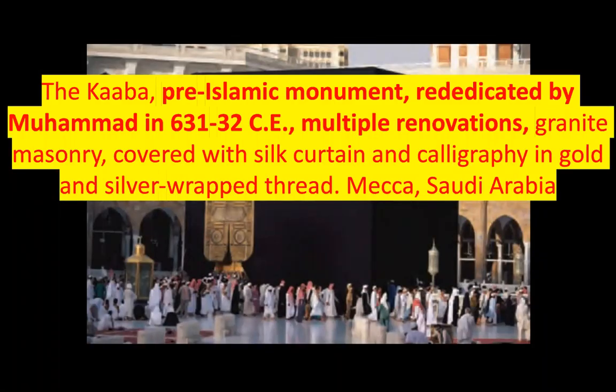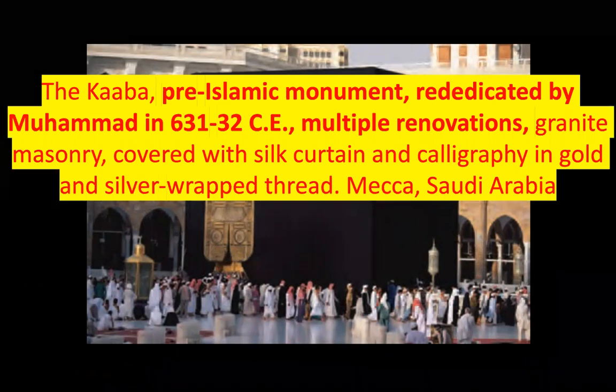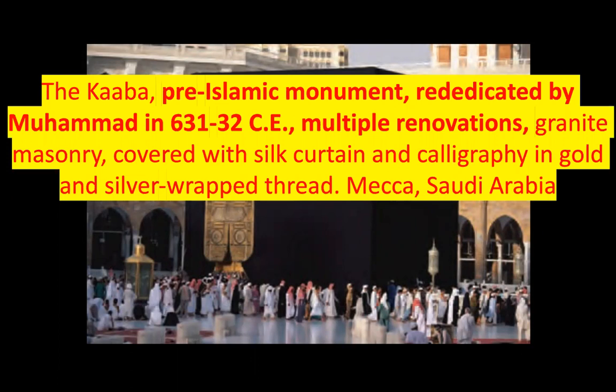All right, first artwork, what number is this? After the mosque, it's called the Kaaba, and it's going to be spelled different ways, just like I see the Quran spelled different ways. This is number 183. We need to know this is in Mecca, Saudi Arabia. And then there's different dates. It's considered a pre-Islamic monument and then rededicated by Muhammad in 631-32. It's granite masonry, which is stonework, and then covered with a silk curtain, which we're going to talk about.